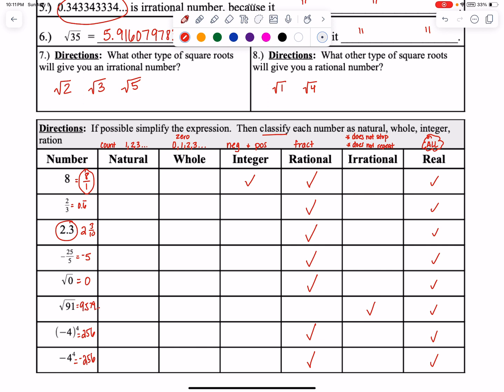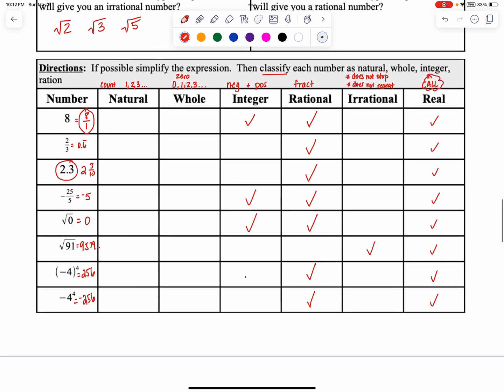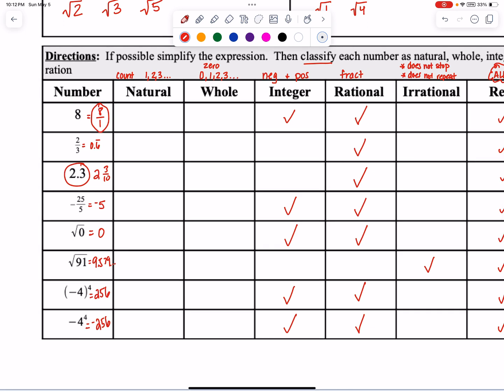But 2/3 is not a whole. 2 3/10 is not a whole. 25/5 is just -5. So is that a whole number and its opposite? Yes. 0, is that a whole number and its possible opposite? Yes. The irrational does not work for anything. 256 is a whole number and its opposite, and we actually have the opposite of -256. All right, now we're looking for only the whole numbers with 0, so 0 and up.